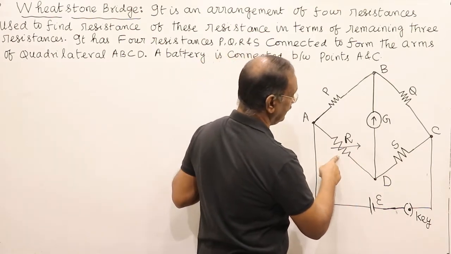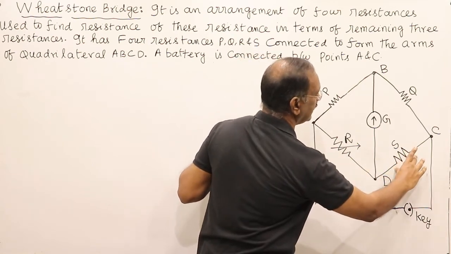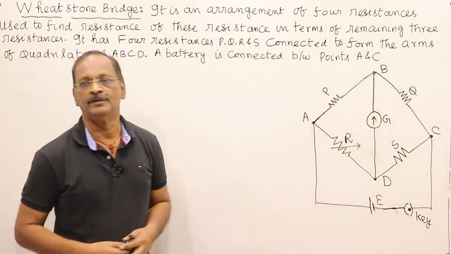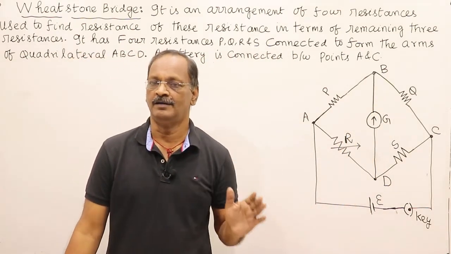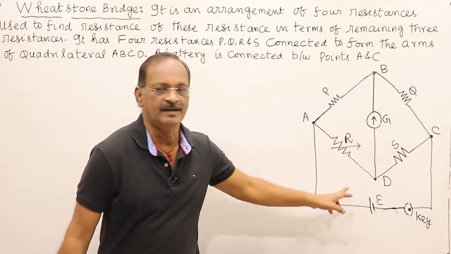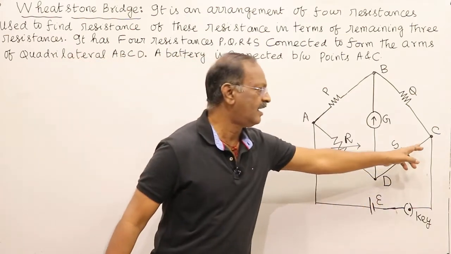This is a variable resistance. Its value can be adjusted. This is the unknown resistance, and these two are said to be a ratio. The arms of P and Q are called the ratio arms. The arm in which R is contained is called the standard arm, and S is the unknown arm.